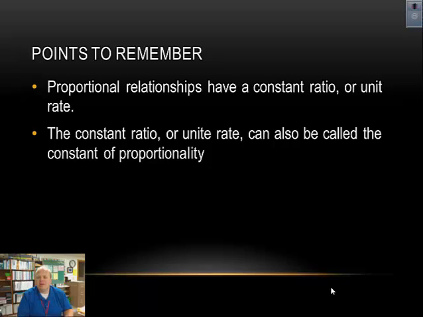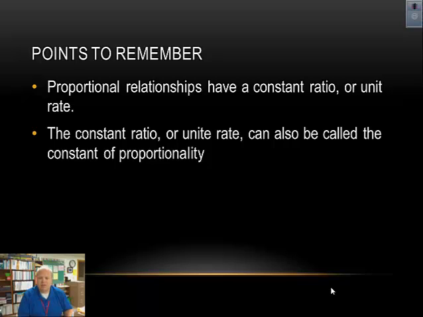Okay, a couple things to remember, just some review points. First, proportional relationships must have a constant ratio or a unit rate. If they don't, they're not proportional. And the constant ratio or unit rate can also be called the constant of proportionality. We talked about this yesterday. The biggest thing you need to understand is that when I talk about the constant of proportionality, I'm talking about the unit rate.